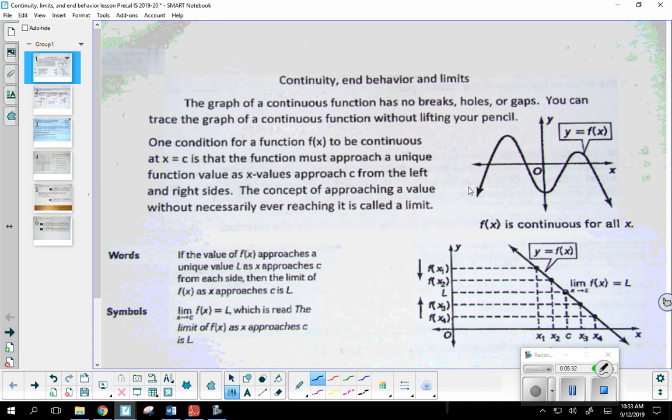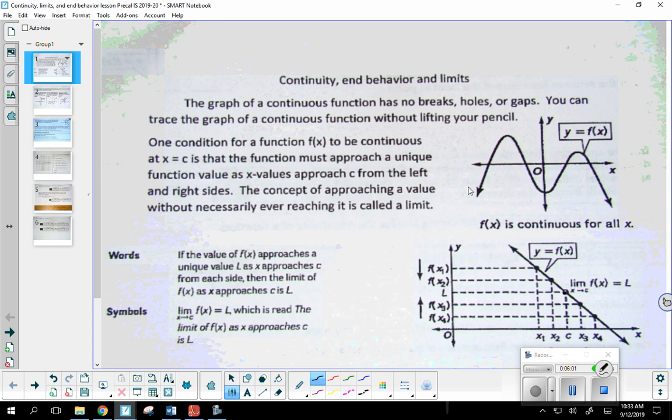So what's this say here? One condition for a function f of x to be continuous at x equals c is that the function must approach a unique function value, we're talking about y, as x values approach c from the left and right sides. The concept of approaching a value without necessarily ever reaching it is called a limit. If the value of f of x approaches a unique value L as x approaches c from each side, then the limit of f of x as x approaches c is L.